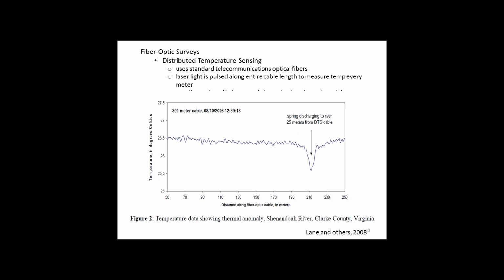This specific example was of the Shenandoah River in Virginia, and the fiber optic cable was able to identify a groundwater zone with a temperature difference of just a degree cooler than the surface water body, but was able to peg it.